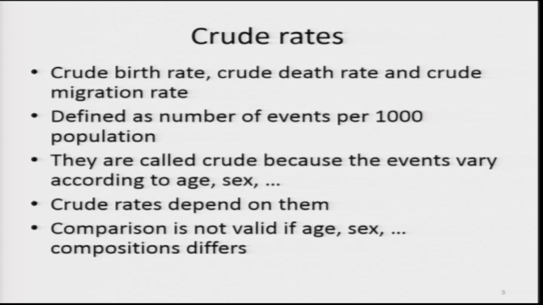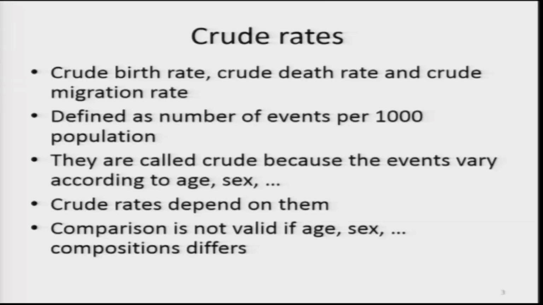They are called crude because the events like births, deaths, migration etc. vary according to age, and that means the actual birth performance or actual number of deaths or actual number of migrants in a country will depend not only on the crude rate, but also on the age distribution of a population.